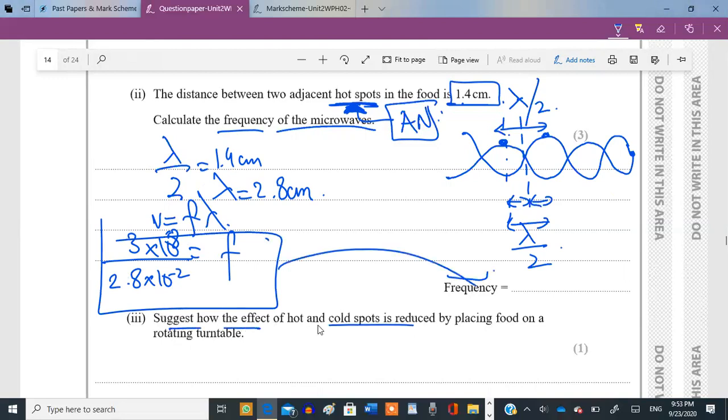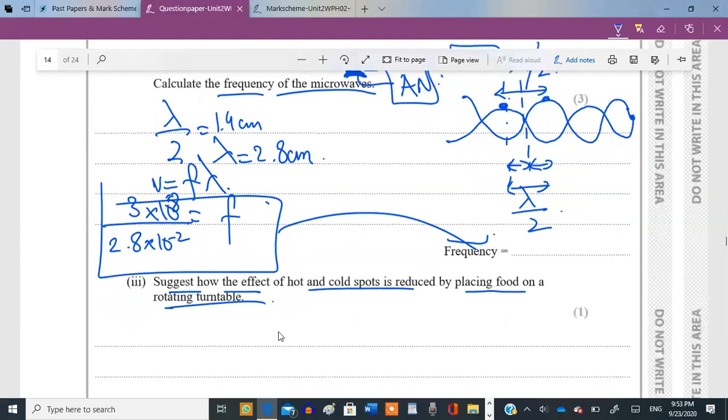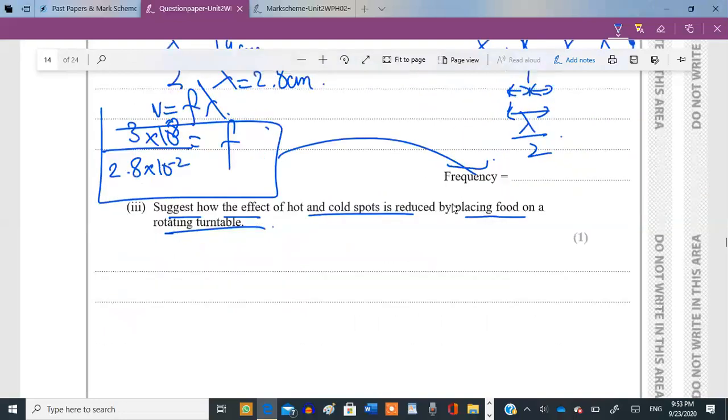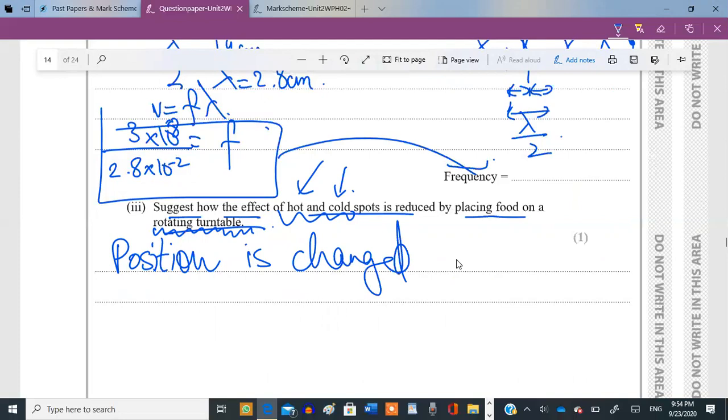Moving on, suggest how the effect of cold and hot spots is reduced by placing the food on the rotating turntable. Okay, this is a just-type question. So, they told us it's a rotating turntable. What would rotation do? Will it continuously change the position of hot and cold spots? Right, rotation would change the position of hot and cold spots, so their effect is going to be reduced. The position of hot and cold spots is changed continuously, and so the effect is reduced.